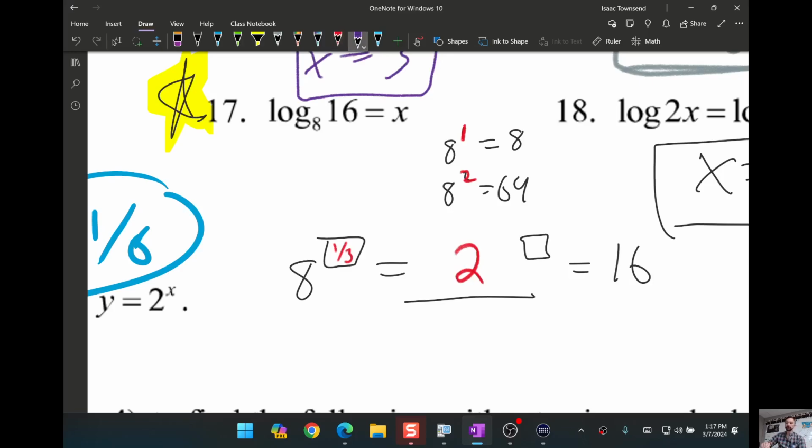So I do that first. It lowers the base, and now this is easier for me to see. 2 to what power gives me 16? 4. Okay, so I want to raise it to a 1/3, and I want to raise it to the 4th. So to do those at the same time, I want to raise it to the 4/3, which is between 1 and 2.